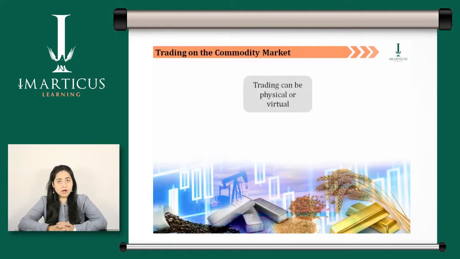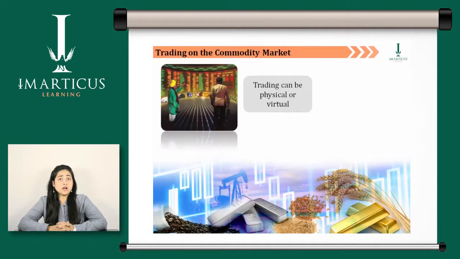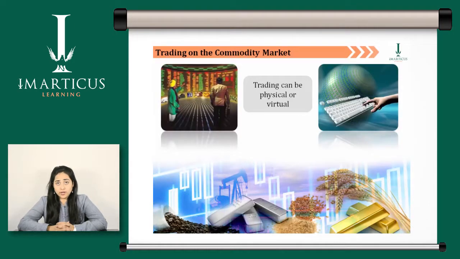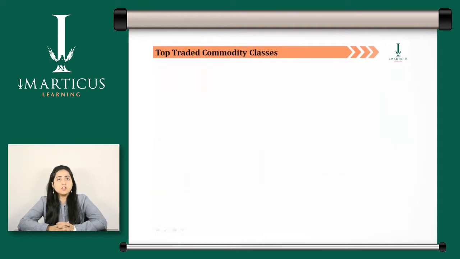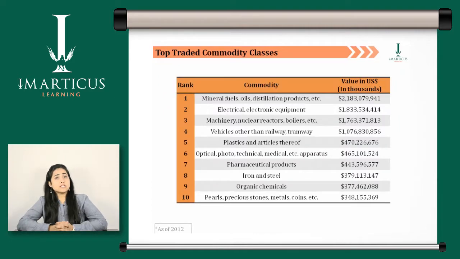Trading on the commodity market can be physical or virtual. Investors can access about 50 major commodity markets worldwide. Increasingly, purely financial transactions outnumber physical trades where goods are delivered. So, which are the top traded commodity classes? The table shown on screen clearly shows a preference for hard commodities such as minerals and petroleum products in the commodities market. Other popular classes include the electrical equipments and machineries.